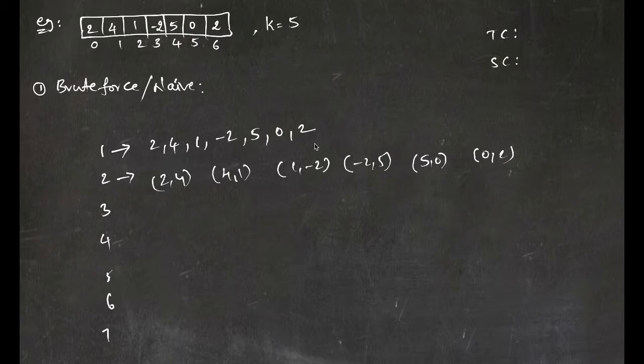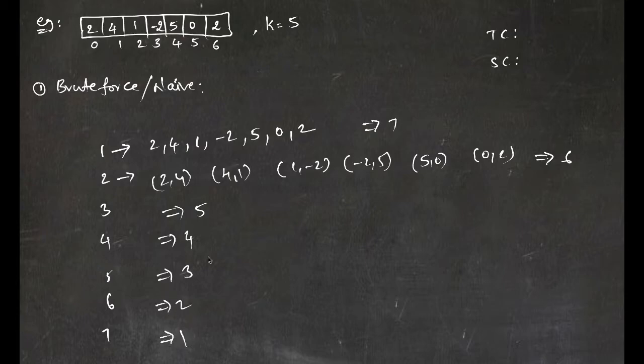So how many of such subarrays will there be? Here we'll have 7, here we'll have 6, here 5, here 4, here 3, here 2, here 1. So we'll get a total of 7 into 7 plus 1 by 2. So it's going to be 28.